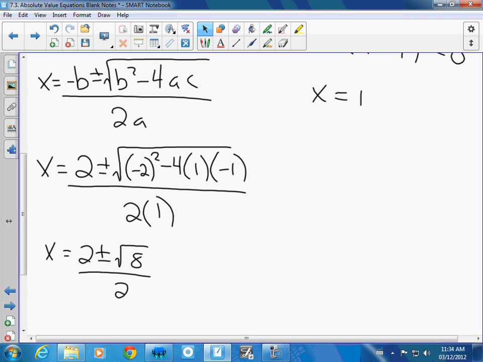This is the quadratic formula. We spent how many weeks on this? 1.